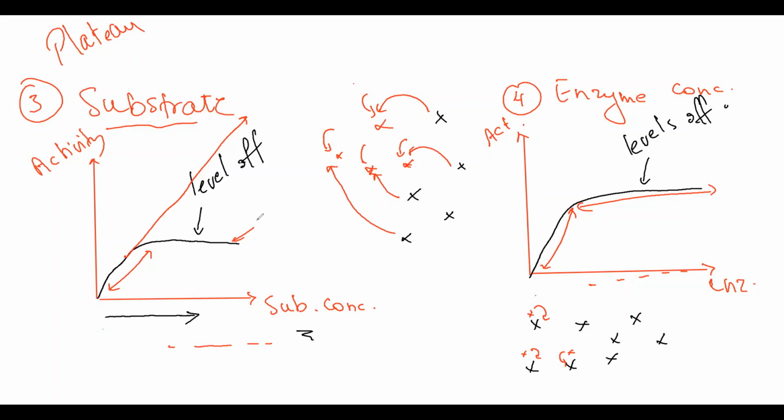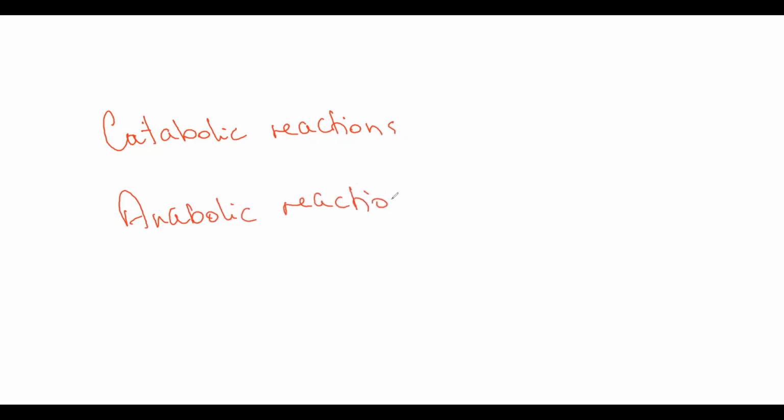What are the types of chemical reactions that the enzyme performs? The types of chemical reactions are either catabolic reactions, and I explained this word last time, or anabolic reactions. What does catabolic reaction mean? A catabolic reaction means a breaking down reaction. Like what I just explained, if you have sucrose, it will be broken into glucose and fructose. What about the anabolic? Anabolic means building up.